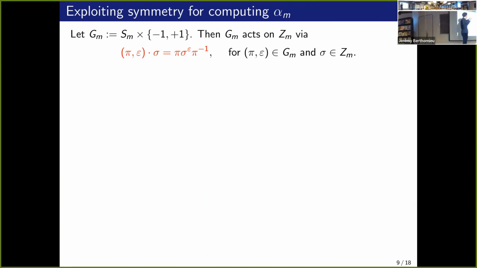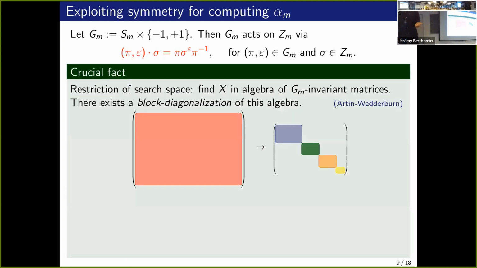If you have an m cycle, you can conjugate it with an element of Sm. Conjugation preserves the cycle type. Also, if you have an m cycle, you can invert it, and then you also get an m cycle. You can prove that the matrix Q is invariant under the simultaneous action of Gm on the rows and the columns. Then you can use that to restrict the search space to the algebra of Gm invariant matrices, where Gm acts simultaneously on the rows and the columns of X. And it's a classical result by Artin-Wedderburn that there exists a block diagonalization of this algebra. I will show that in a later slide in more detail.